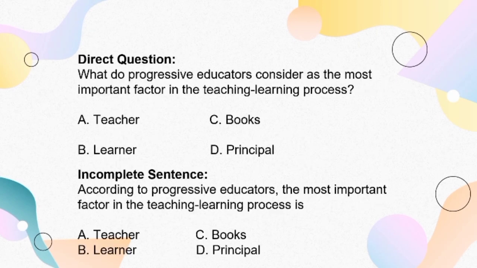Direct question: What do progressive educators consider as the most important factor in the teaching learning process? A. Teacher. B. Learner. C. Books. D. Principal. Incomplete sentence: According to progressive educators, the most important factor in the teaching learning process is A. Teacher. B. Learner. C. Books. And D. Principal.